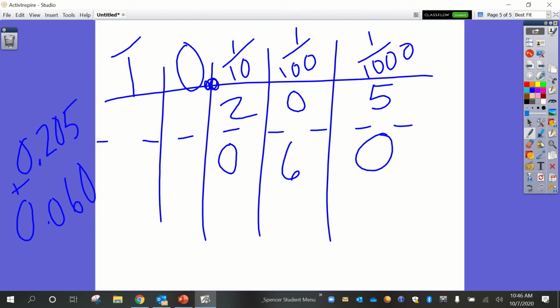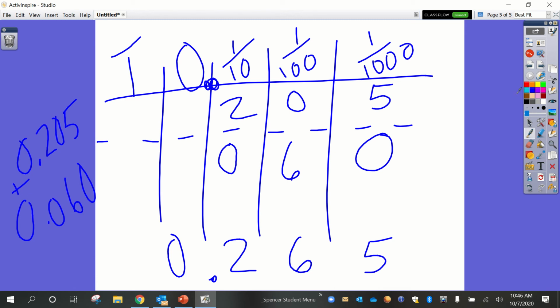Well, when we do this, we just need to add these values up. You could have used dots too if you wanted, but we'll just use the digits. Well, 5 and 0 is 5, 6 and 0 is 6, and 2 and 0 is 2. So bring the decimal down. The answer to this problem is 0.265, or that's how we'd write it. We'd say it as 265 thousandths. Okay, there was no regrouping there.